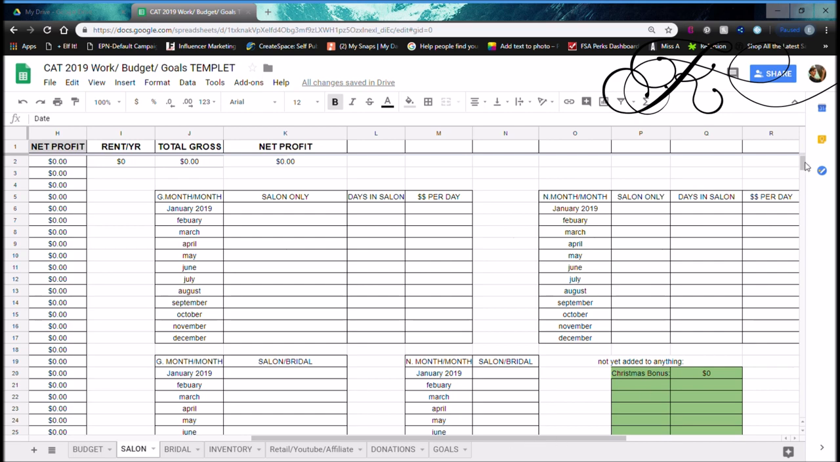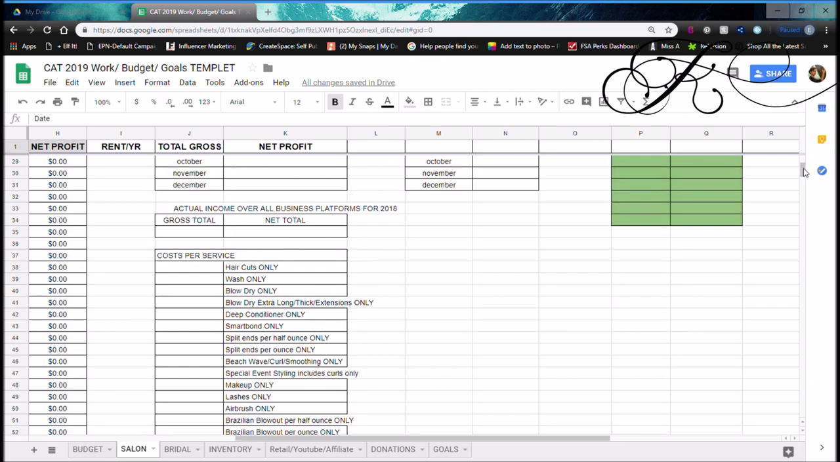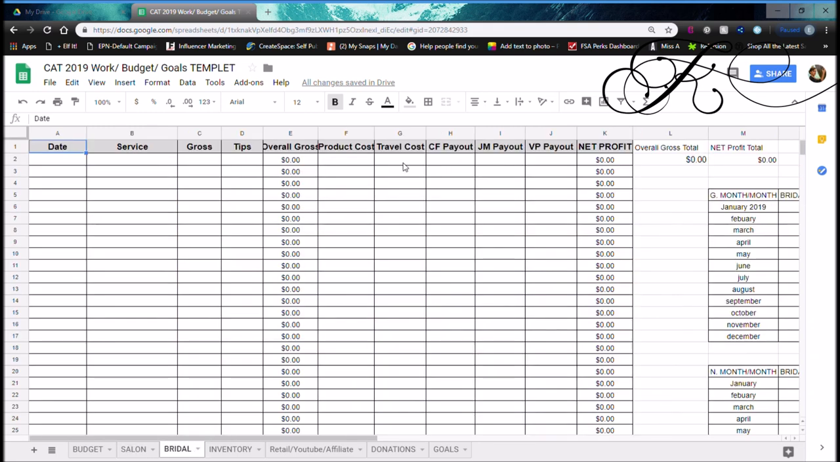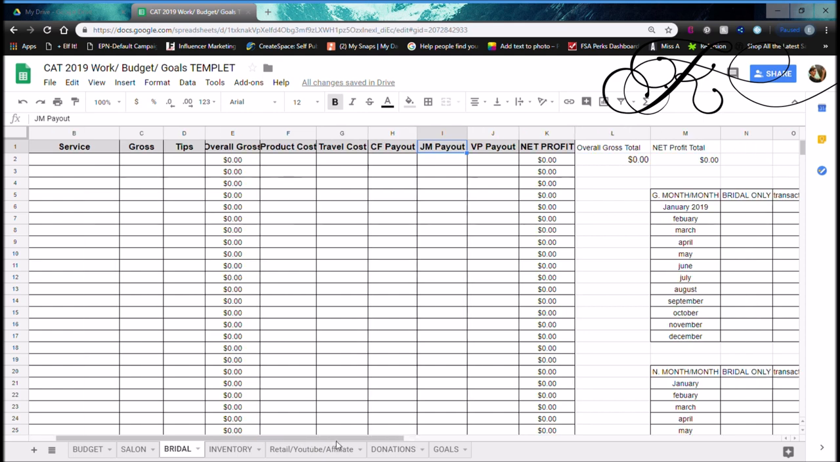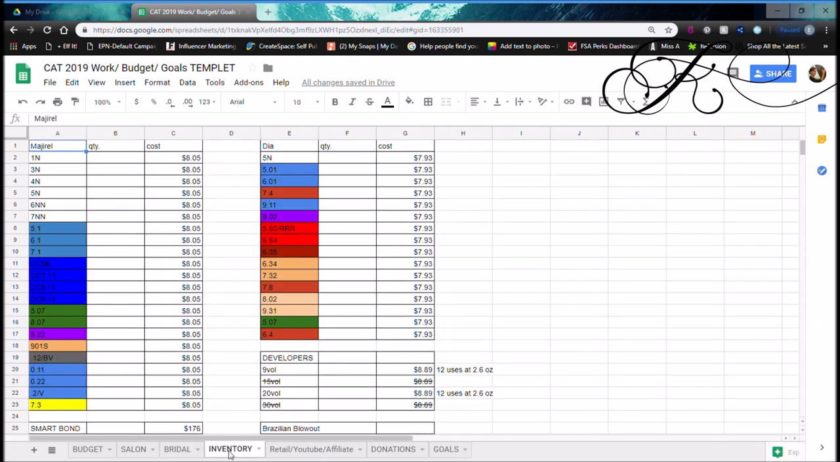I have a breakdown of what each service costs, and that is how I put that into the spreadsheet under product cost. Then I also have travel costs, which is me to the salon. And this is a bridal thing where I pay out my freelancers. But again, if you guys want to see something like this for a business owner, I know it's specific to hair, but you guys can let me know and I'll make videos like that. Here's a list of all the inventory that I have.